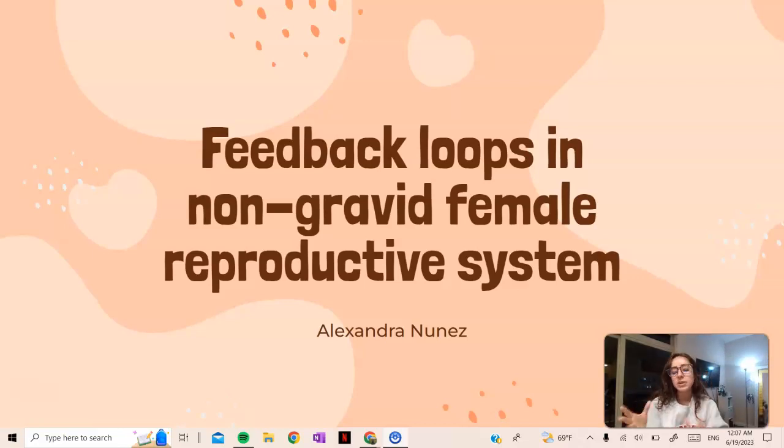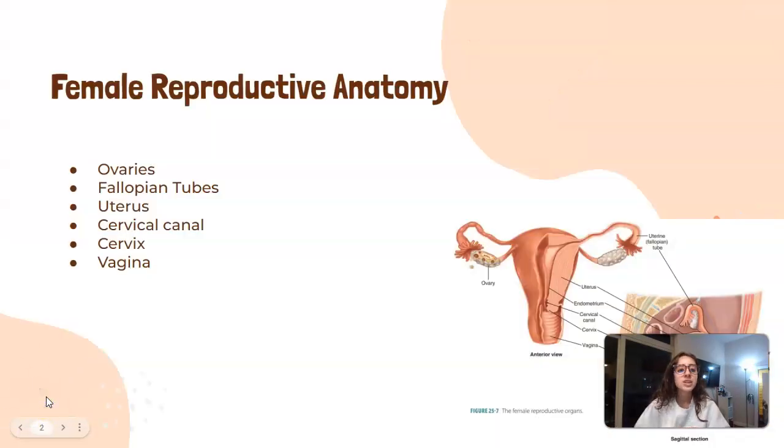Non-gravid female reproductive systems means a not pregnant female reproductive system. So I'm going to first go over the female reproductive anatomy. The main parts, which are shown in this image here, are the ovaries that connect to the fallopian tubes that go to the uterus, the cervical canal, cervix, and then vagina.